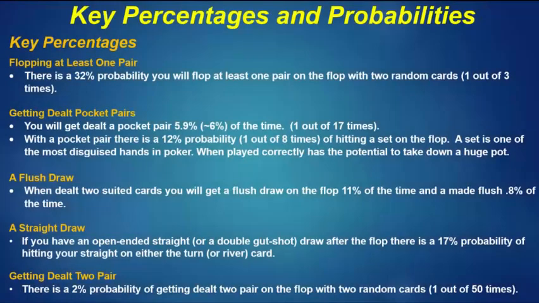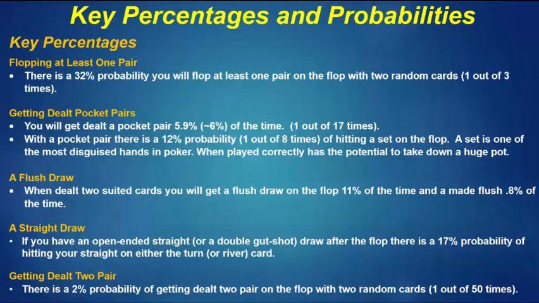Flopping at least one pair. There is a 32% probability you will flop at least one pair with 2 random cards, 1 out of 3 times. You will flop your top pair 17% of the time, 1 out of 6 times. The same is true for everyone else.